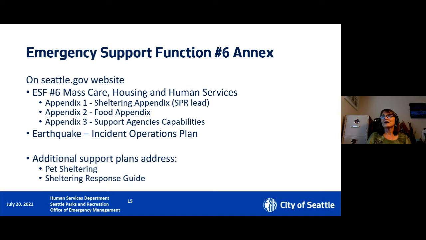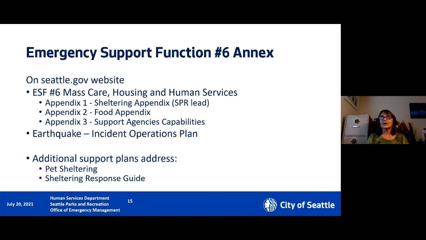Emergency Support Function 6 is also known as Mass Care, Housing, and Human Services. This annex or plan is on the seattle.gov website, and you will be seeing references to ESF 6 for short. This is an eclectic collection of services to support people during a disaster. It does not include the medical side, but it does include a range of other areas that we'll review shortly.